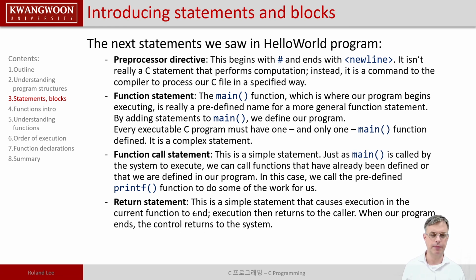Return statement. This is a simple statement that causes execution in the current function to end. Execution then returns to the caller. In the main function, when return is encountered, our program ends and control returns to the system.